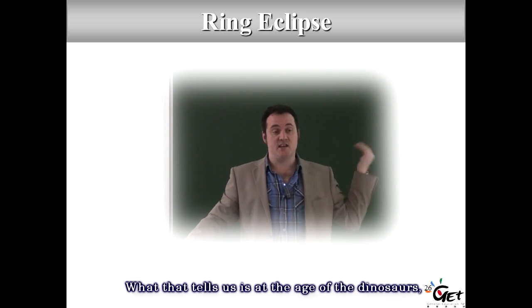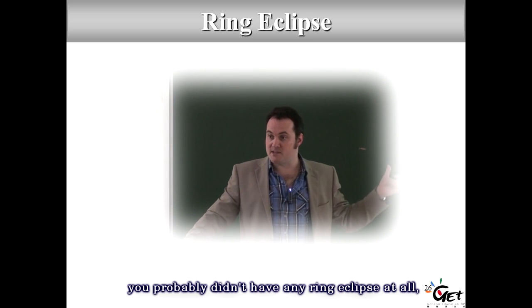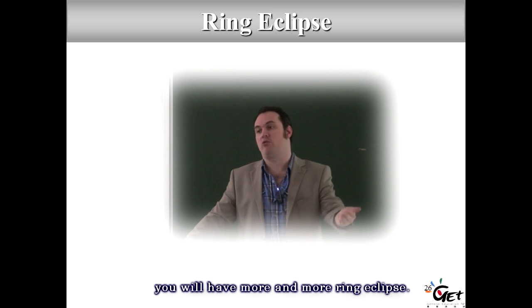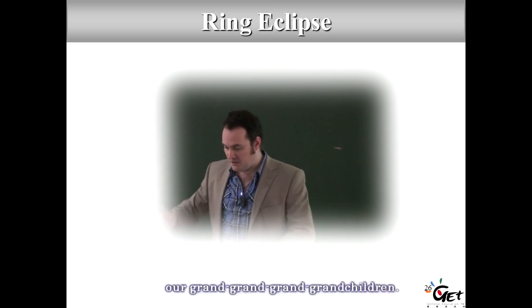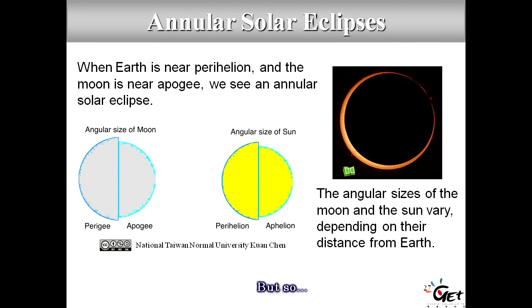But what it tells us is that at the age of the dinosaurs, you probably didn't have any ring eclipse at all. And in the future, we'll have more and more ring eclipses. Okay, I'm not talking about our future, I'm talking about our grandchildren. But, so this is the angular size of the Moon when it's the closest to us, at the perigee, and when it's more away from us, it's the apogee. So it's changing, and we have the same thing with the Sun. So it's a combination of both. So when the Earth is near perihelion and the Moon is near apogee, we see an annular solar eclipse. So when you have the two extreme cases, this and this one, you see it.